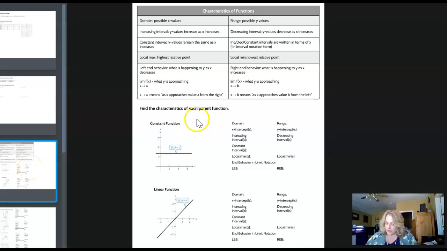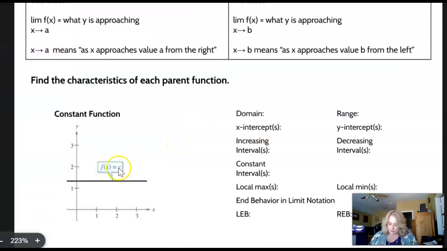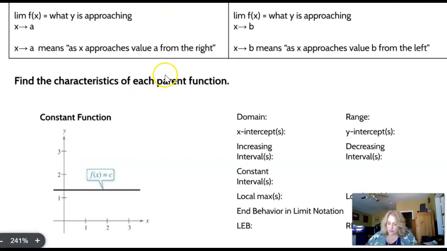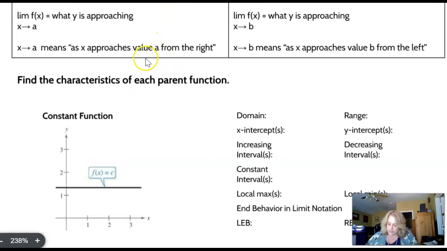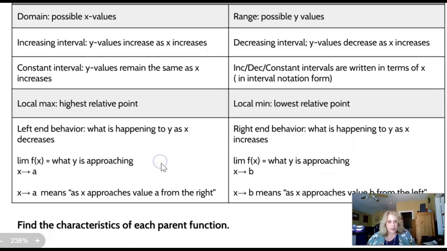You can see here what I have in place is just some of the vocabulary that we'll be using. Let me make that large enough that you can see it easily, and we can talk about it. So domain and range should be familiar. Domain is talking about all the possible x values on the graph, and range is all the possible y values on the graph.